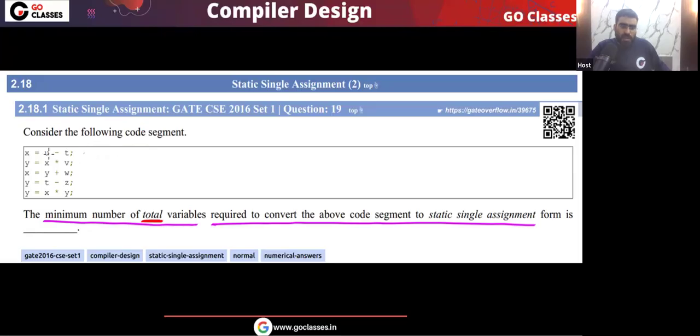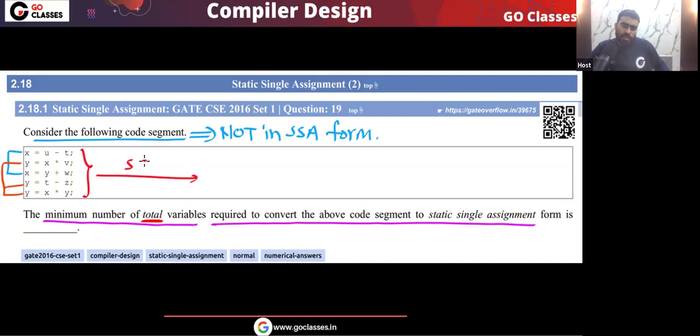First of all, you tell me, is this given code in SSA form? No, this is not in SSA form, because you can notice that variable X we are assigning more than once, and variable Y we are assigning more than once. So this given code segment is not in SSA form. We have to convert this into SSA form. So let's see how to convert.